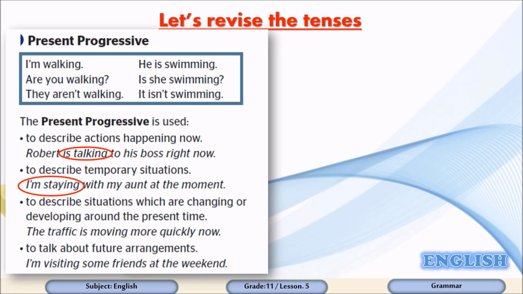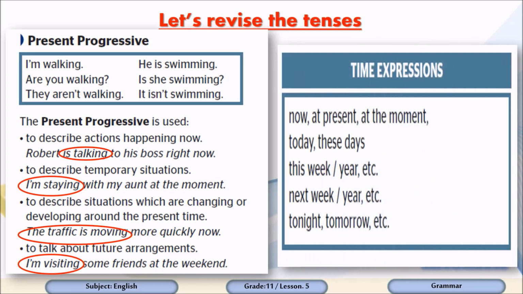To describe situations which are changing or developing around the present time. The traffic is moving more quickly now. To talk about future arrangements. I'm visiting some friends at the weekend. Here are some expressions that are used with the present progressive. Please read them quickly.